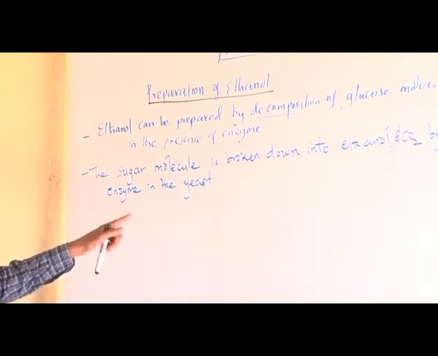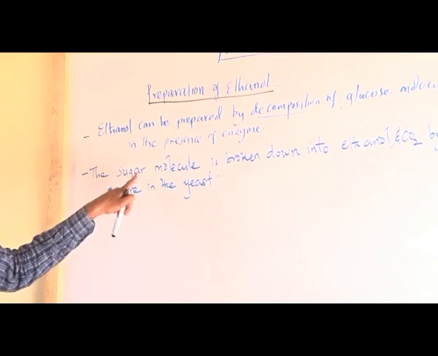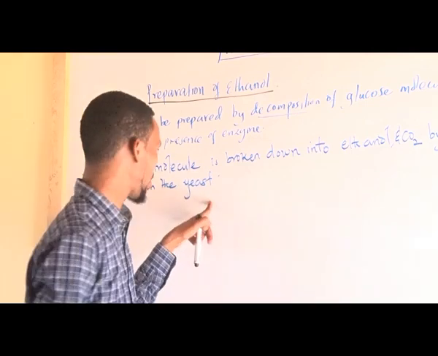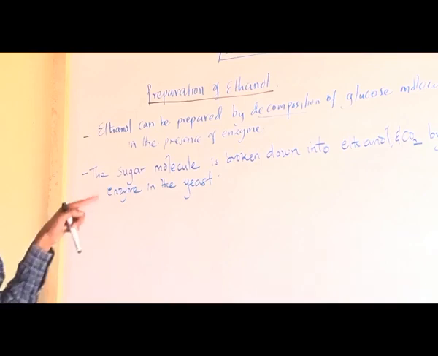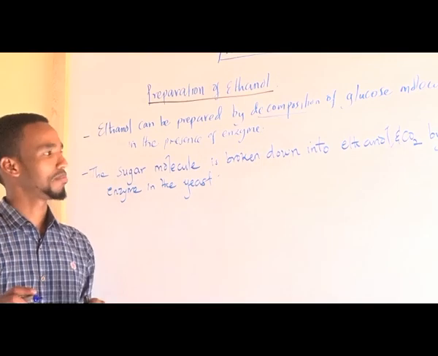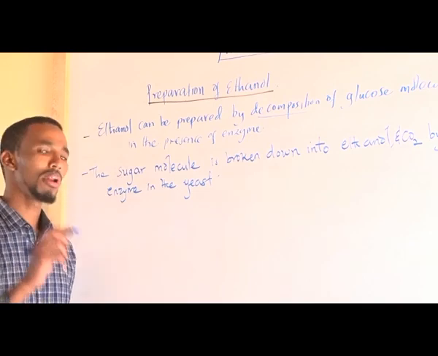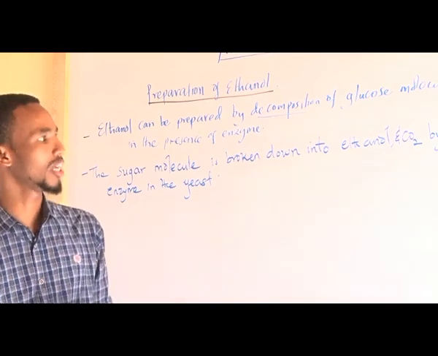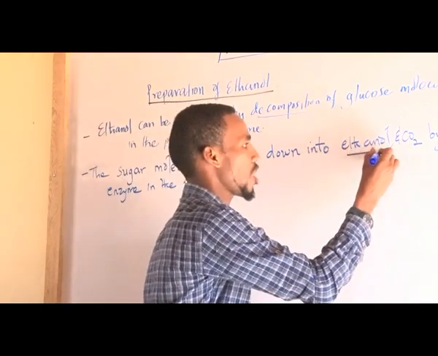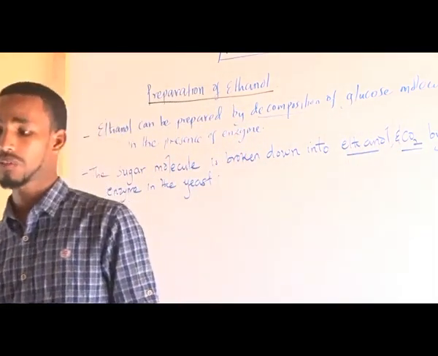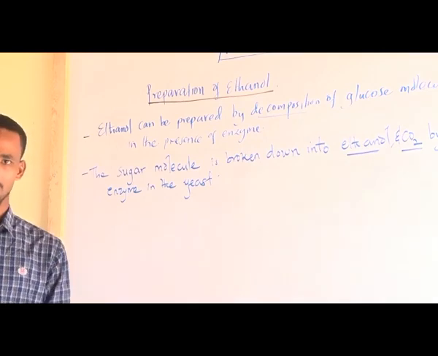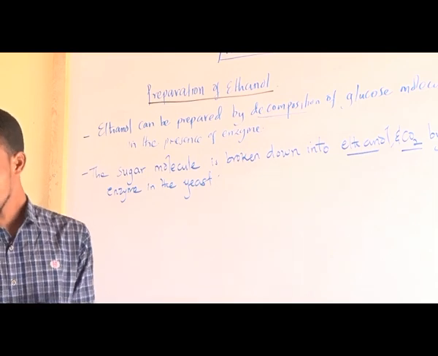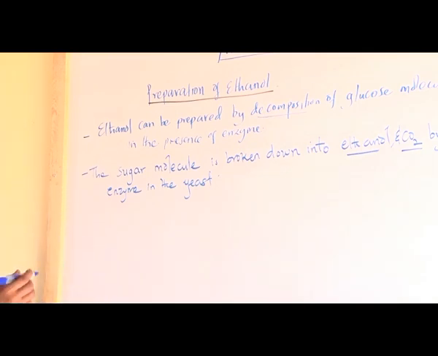So when you add a sugar molecule to yeast, what will happen? The yeast has an enzyme. That enzyme will break down the sugar molecule into ethanol and carbon dioxide. And sometimes heat is also produced. So it's a very easy method. It's called the fermentation process.